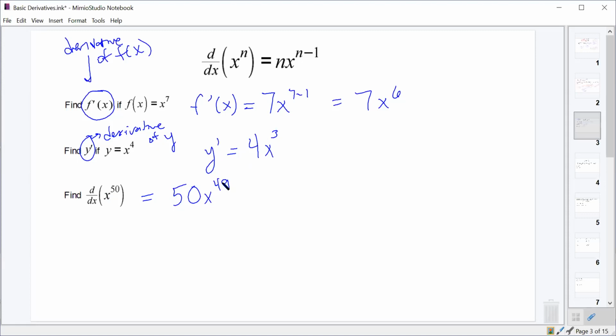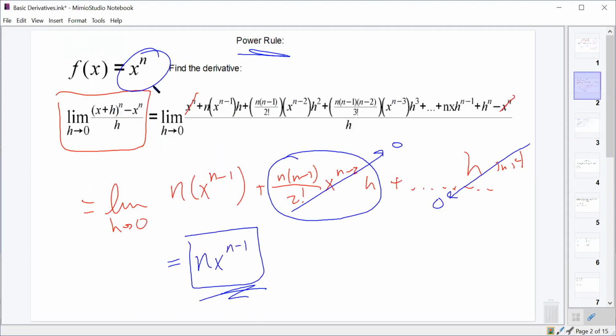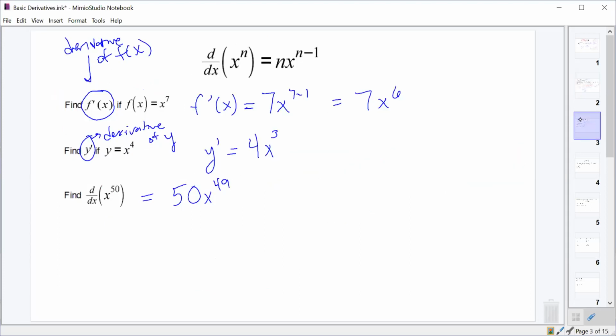The limit is where this comes from, but we can make a generic rule by using the limit as h approaches 0 for the generic x to the n. That gives us this really convenient rule that makes these derivatives exceptionally easy. Everybody okay with that?